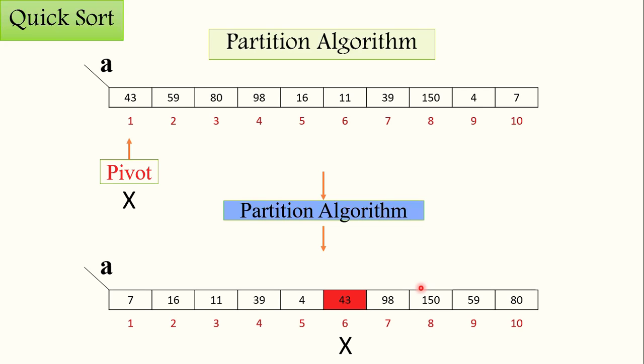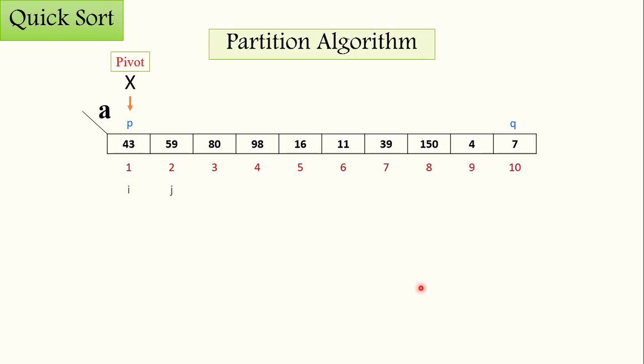So let us discuss in detail what the partition algorithm process is, and what the process of execution is. Let us start. This is your given array. P is the starting index and Q is the ending index of the given array. P is 1 and Q is 10. I'm going to select the first element as pivot, denoted by X. I starts from P, which is 1, and J starts from P plus 1, which means 2.